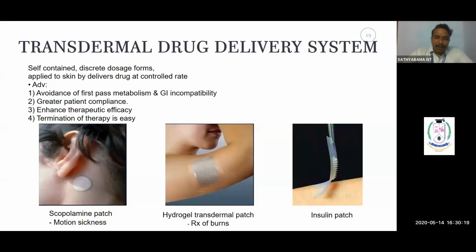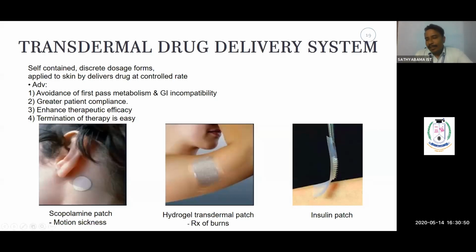And here you can find a drug patch which has been placed near the ear, which we call a motion sickness patch. When we are traveling, people have a problem of vomiting. So these kinds of patches, when you attach them near our neck, will be able to solve that kind of problem. And the hydrogel transdermal patches have basically been designed for the treatment of burns. It is also a patch attached over the surface of the skin.